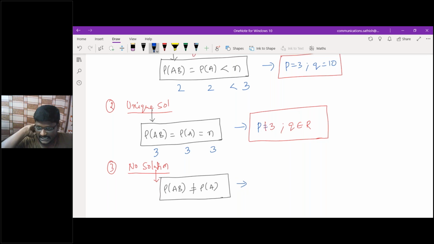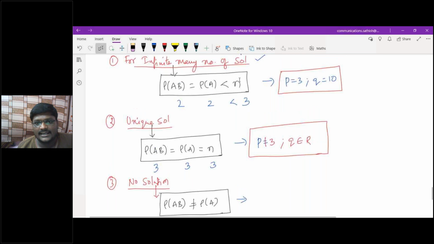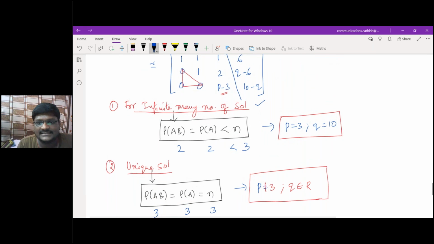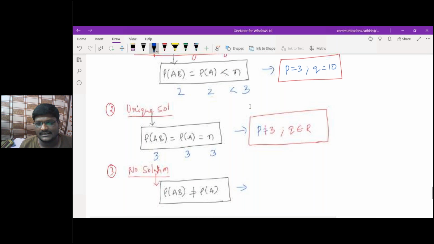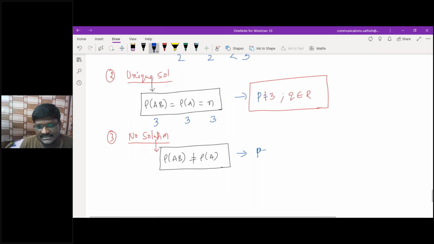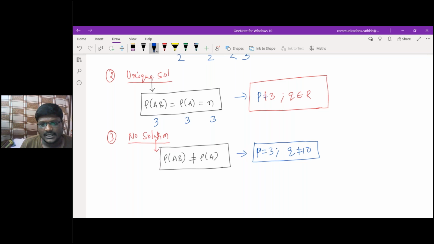That means P equals 3. If I make this element 0, if it is not equivalent to 0, then see, if I consider P equal to 3 and Q is not equal to 10, what will happen? If P is equal to 3 then the rank of A is 2, and the rank of AB is 3. Then that doesn't have any solution. Am I correct, all of you?